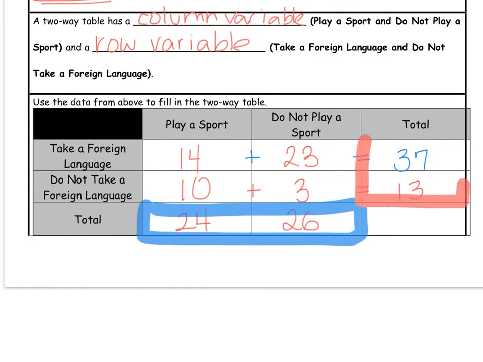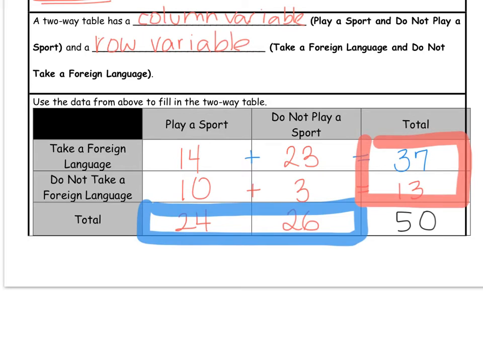And this column right here, which is students who take a foreign language and students who do not take a foreign language, that column and that row should both add up to 50. And 37 plus 13 is 50, and 24 plus 26 is 50. So again, just to go over this again, our column variable is what's titling our column, which is play a sport and do not play a sport. And our row variable is what's titling our rows, students who take a foreign language and do not take a foreign language. And then finally, this total right here is the total number of students that were surveyed.